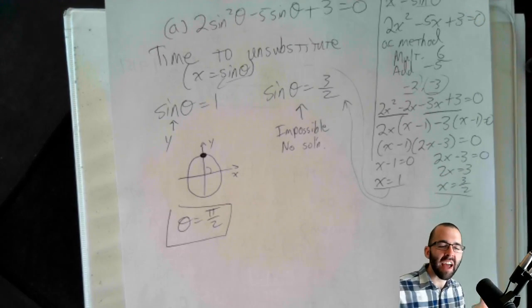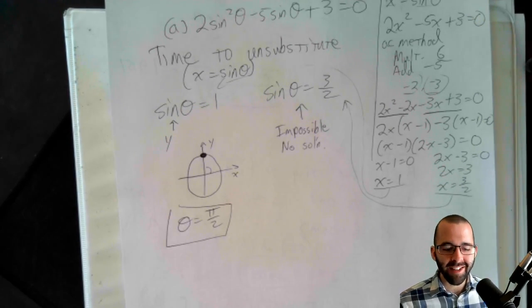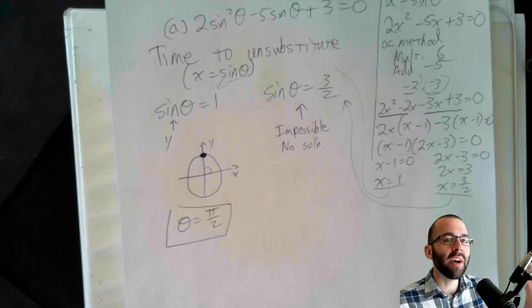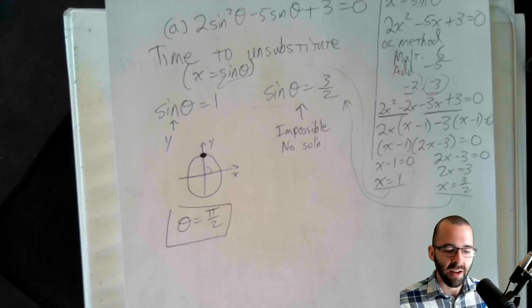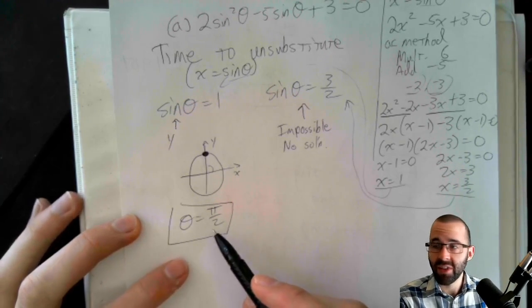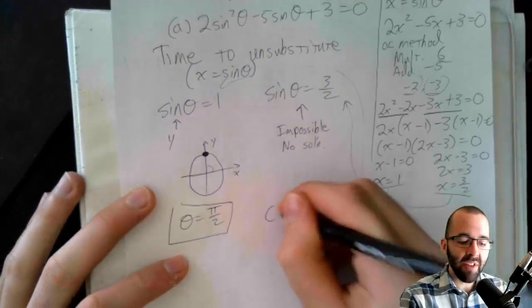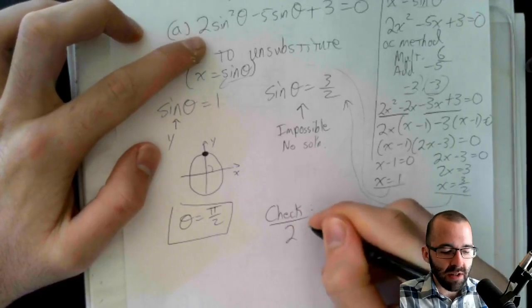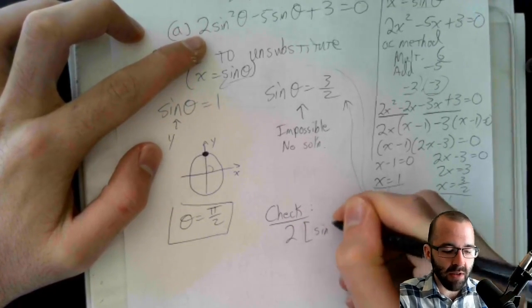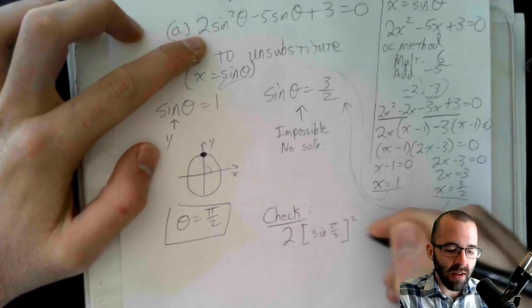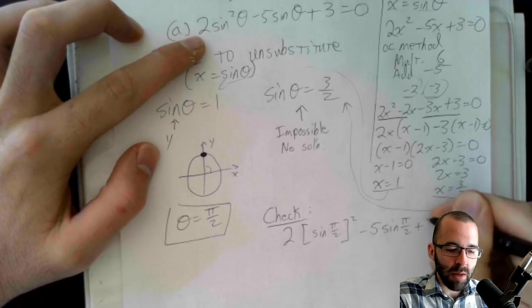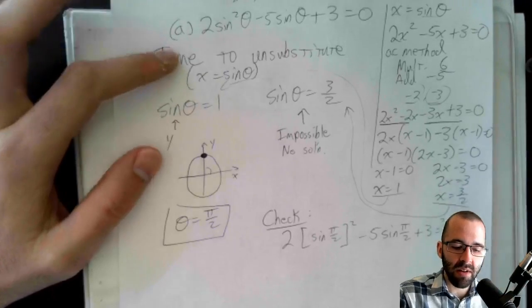And again, one of the advantages to solving equations in math is that you can check your answer. You can't know that you found all the correct answers, right? Maybe there was another answer that we missed. But we can definitely make sure that this is an answer. So if you have extra time, right, just type it into your calculator. 2 times the sine of pi over 2 squared minus 5 times the sine of pi over 2 plus 3, is that equal to 0?